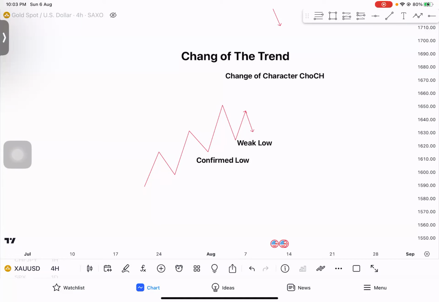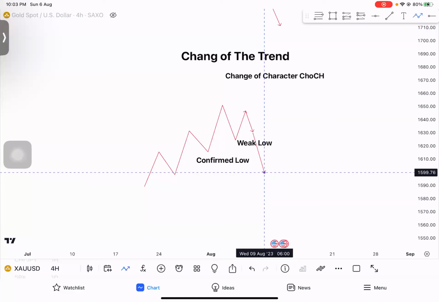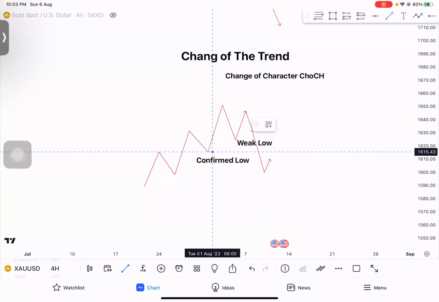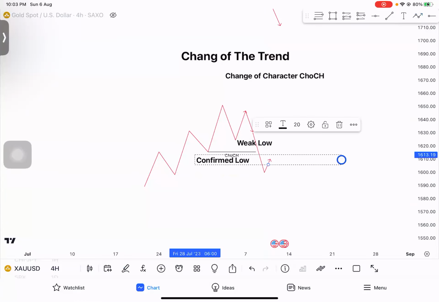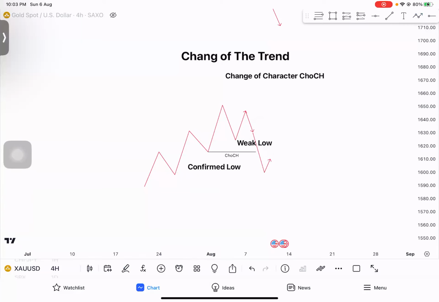First, you have to identify the confirm low. Ignore the wick low. This is how traders usually get trapped here. We wait for the breakout of the confirm low first. And then if it happens like this, the change of character is valid. The change of character is valid once the confirm low has been broken.